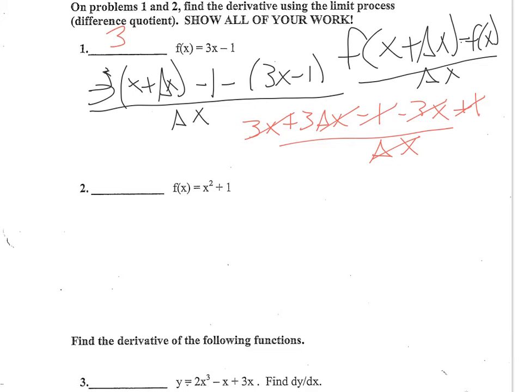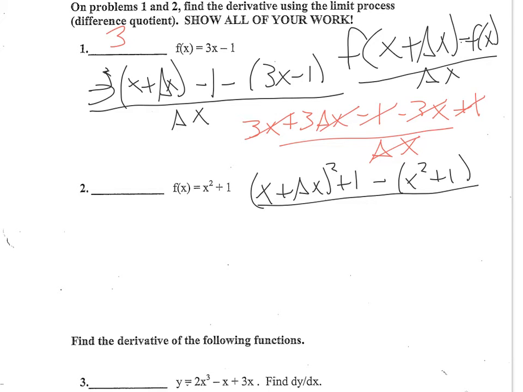Alright, now this one's going to get a little tricky to show in here, but I'm going to try it. So if we have x plus delta x squared plus 1, and then minus x squared plus 1 all over delta x. Okay, I'll multiply that all out. X plus delta x squared should be x squared plus 2x delta x plus delta x squared. Then plus 1 minus x squared minus 1.